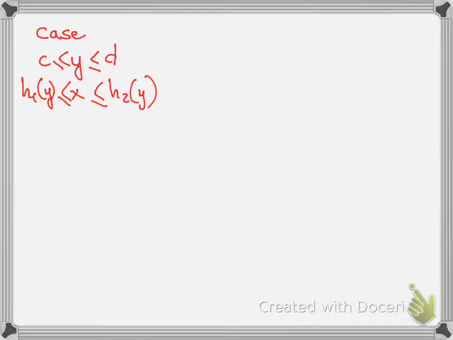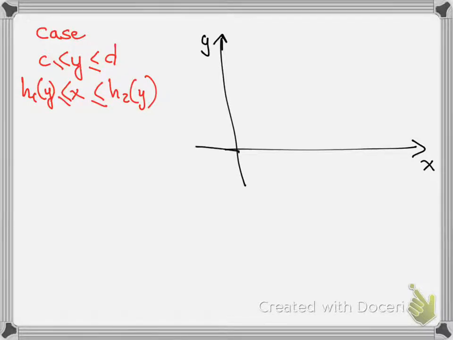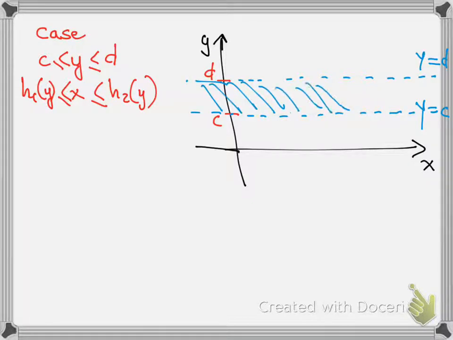Okay, so let's see the corresponding regions. I have my x-axis and my y-axis here. I'm saying y is between c and d. So this is c here, this is d, okay? This is the line y equal to c, and this is y equal to d. When you say y is between c and d, that corresponds to this region here between the lines y equal to c and y equal to d.